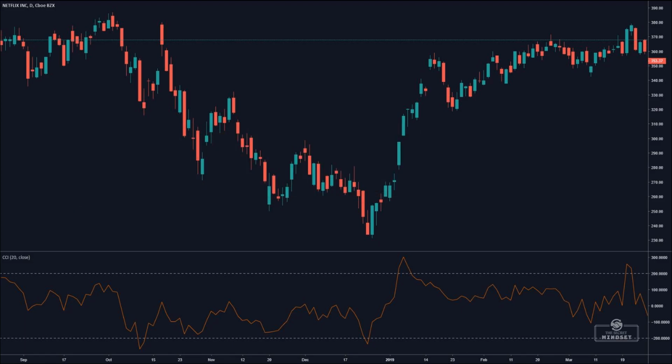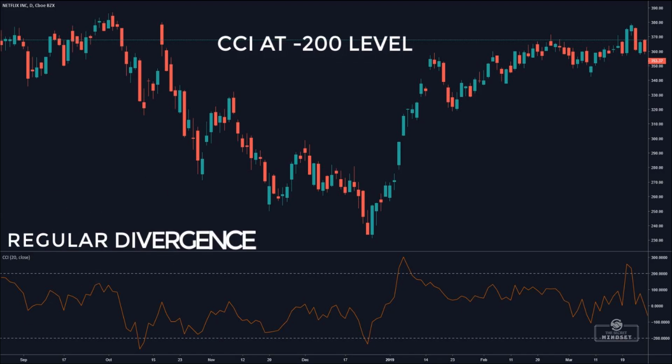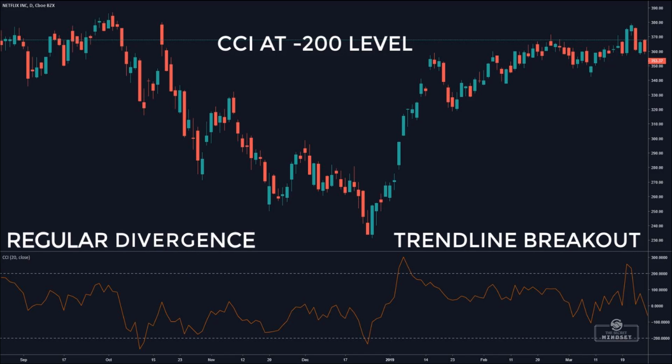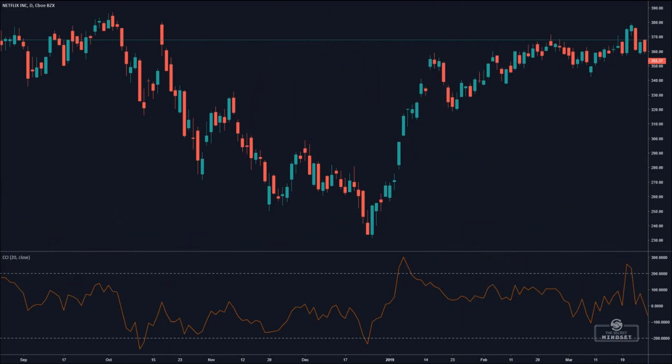We want to see the CCI reaching the -200 level. We want a divergence between the CCI and the price, but we also want a trendline break to confirm the switch in momentum. Let's see all these conditions met on the Netflix stock.